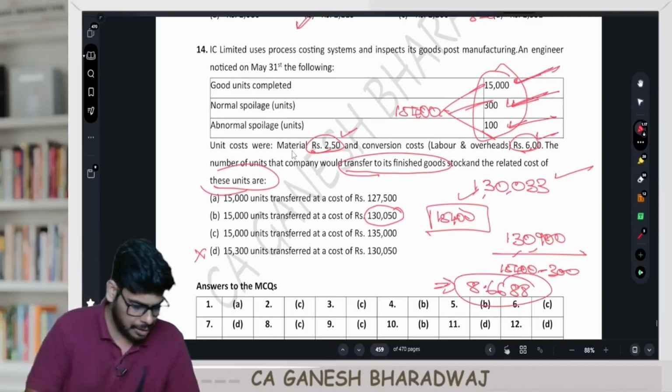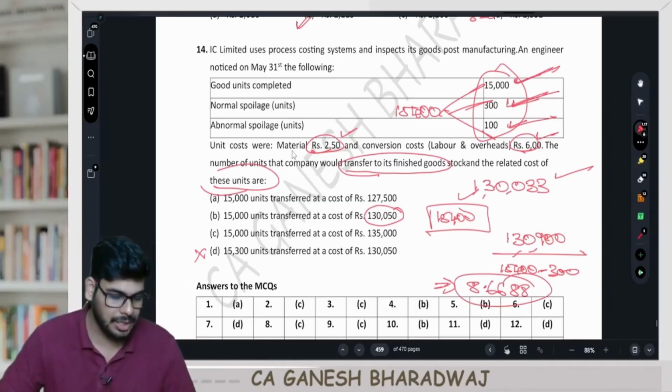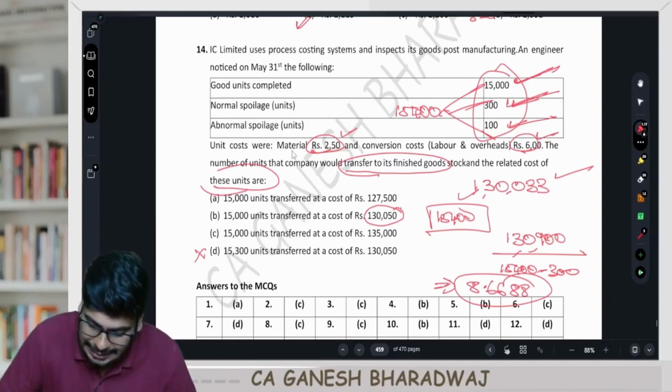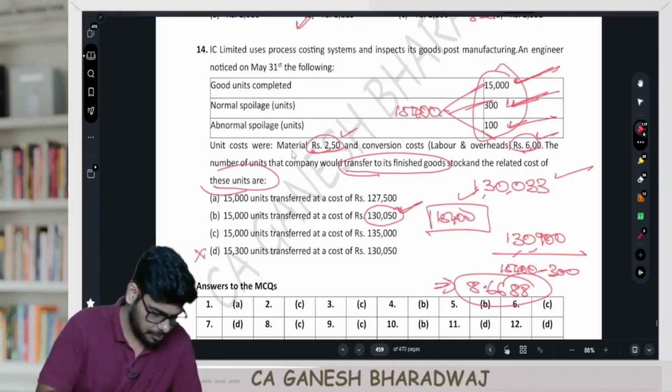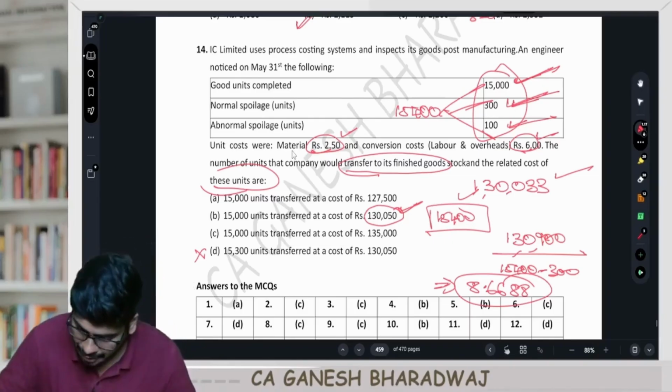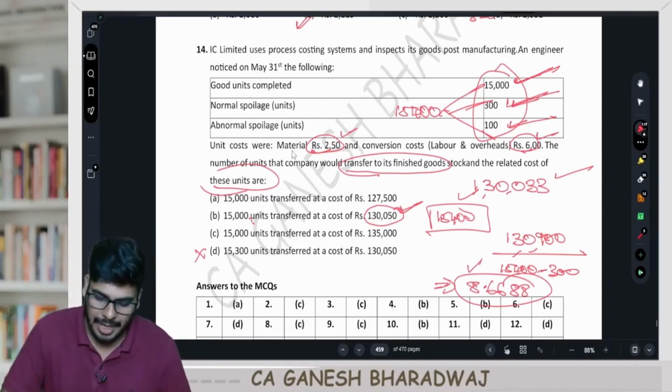What is the value of 15,000 units? Into 15,000 units, you get how much? 1,30,033.11 something. I think they have rounded it off. I think they have put it as 8.67 into 15,000. Look, that is what they have done. They have rounded it off.